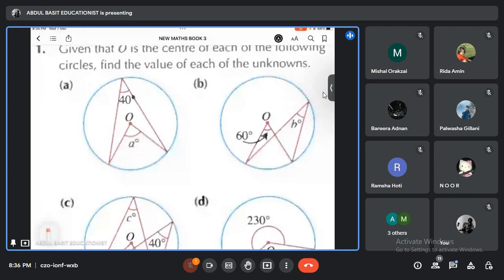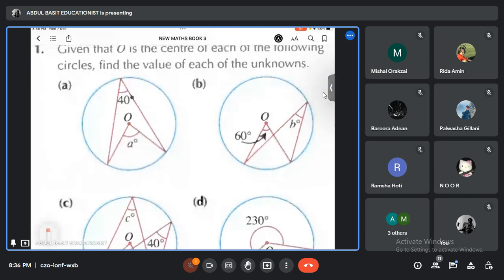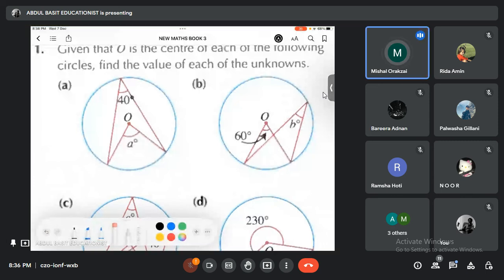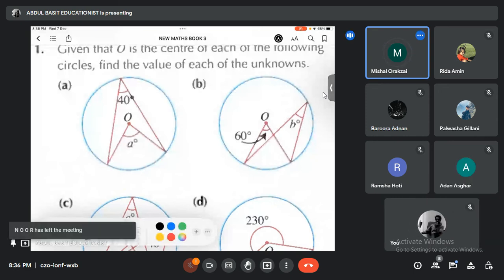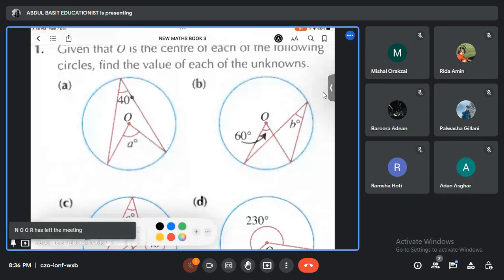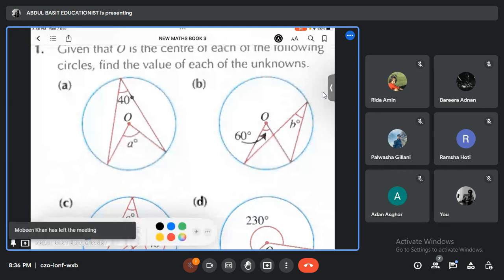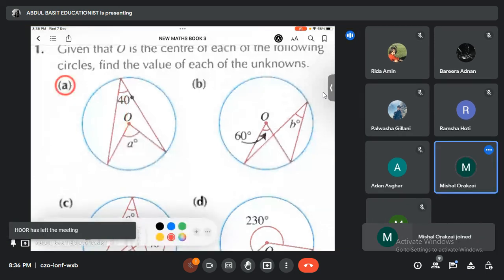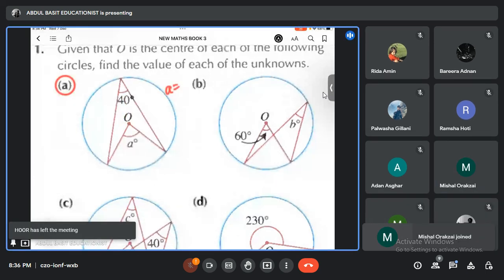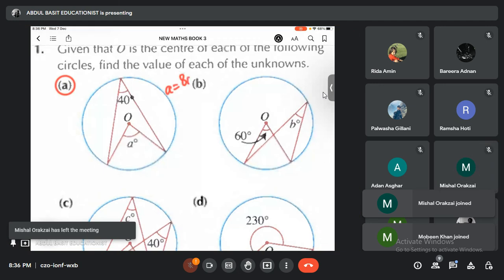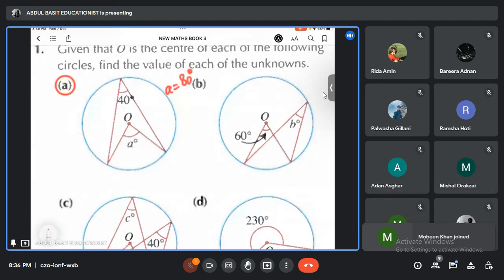Mishal, what would be angle A? Angle A is 80, the double, in the first part. Yes, right. I can't hear you. Because it would be double of 40. Do you hear my voice? Angle A is 80. Yes, angle A is 80 degrees, double.